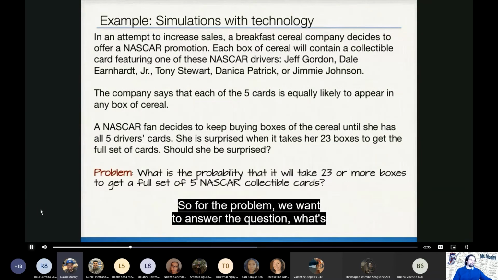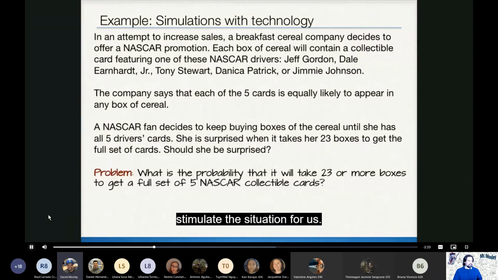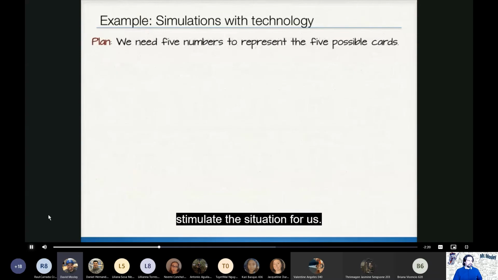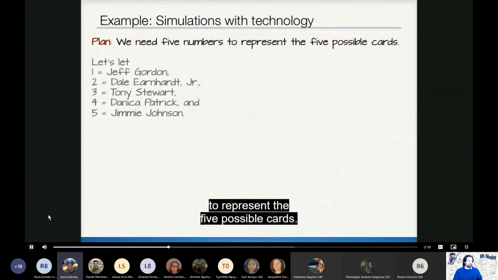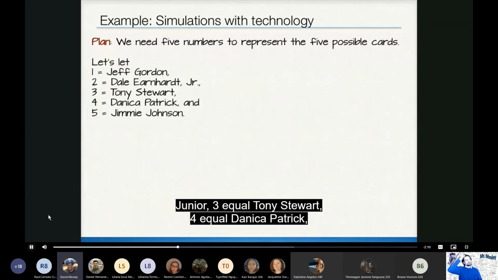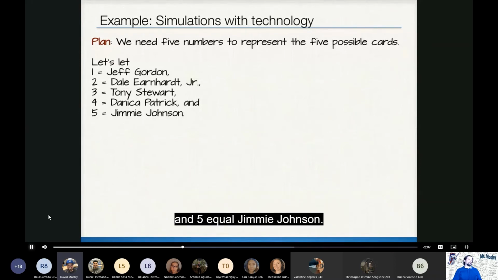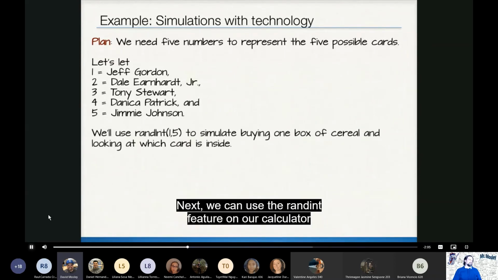So for the problem, we want to answer the question, what's the probability that it'll take 23 or more boxes to get a full set of 5 NASCAR collectible cards? Since we don't want to buy box after box after box of this imaginary cereal, we'll let our calculator simulate the situation for us. So for our plan, we'll need 5 numbers to represent the 5 possible cards. The easiest thing we can do is let 1 equal Jeff Gordon, 2 equal Dale Earnhardt Jr., 3 equal Tony Stewart, 4 equal Danica Patrick, and 5 equal Jimmy Johnson. Next, we can use the rand_int feature on our calculator to simulate buying 1 box of cereal and looking at which card is inside.